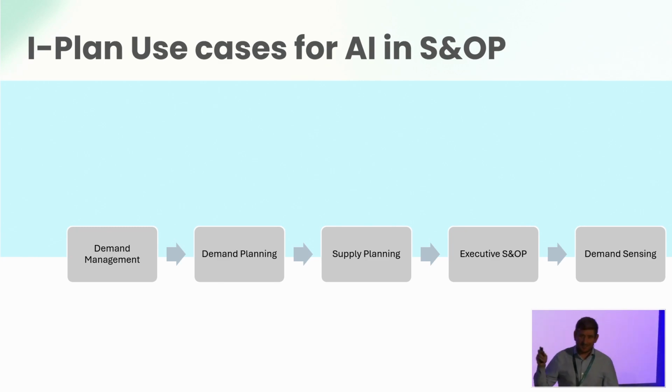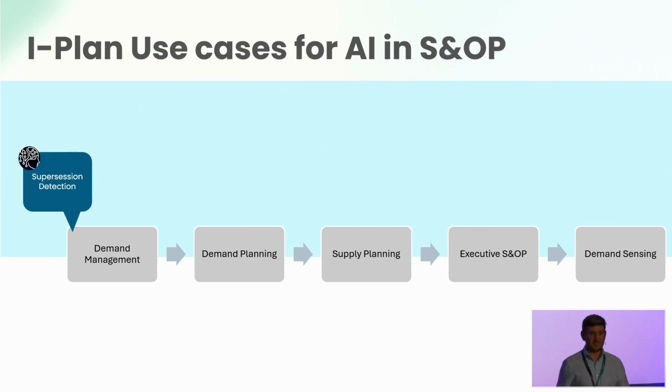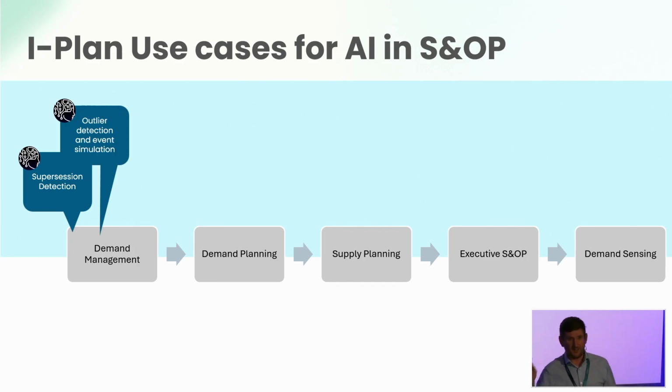From an artificial intelligence point of view, the kind of things that we're asking the machine to do in iPlan: detect supersessions, so where we've had products that have phased out or we've brought new products in, finding those points in the data set and cleaning that history so we're not doing that manually. Finding outliers in the data and identifying if they are events that we know about and are expecting to happen again so we can shape the future demand picture, or we'll call them outliers and make sure they are not impacting the future forecast that we make.